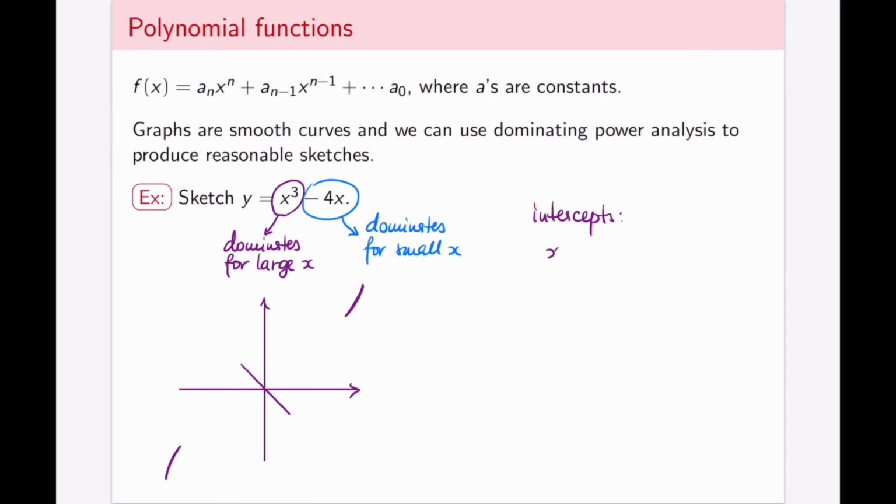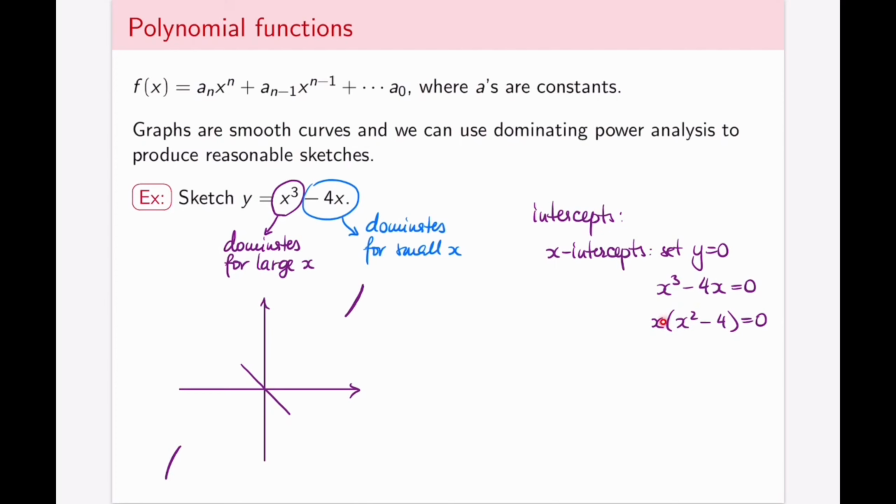So let's start with the x-intercepts. For x-intercepts, we're going to set y to be 0, which means I'm looking at solving the equation x cubed minus 4x is equal to 0. Again, don't cancel, factor. If you cancel, you might actually lose a root. So I can factor out one of the x's, and then I'm going to have x squared minus 4 left in the bracket.